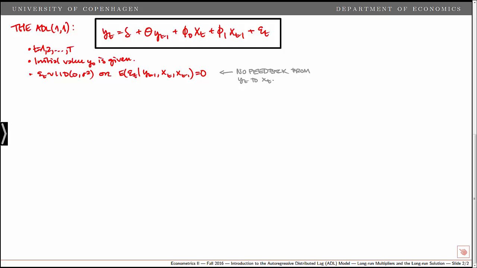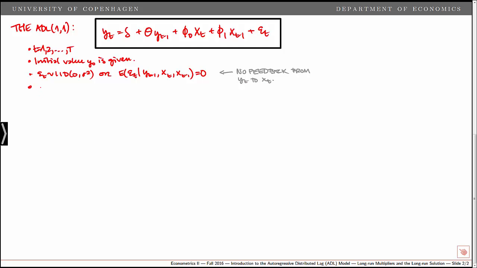So y_t equals a constant plus theta y_{t-1}, plus phi_0 times x_t plus phi_1 x_{t-1}, plus a residual term epsilon_t, which we assume either to be IID with constant mean of 0 and constant variance, or we expect it to have a conditional expectation given y_{t-1}, x_t and x_{t-1} equal to 0. Remember that this rules out feedback from y_t to x_t.